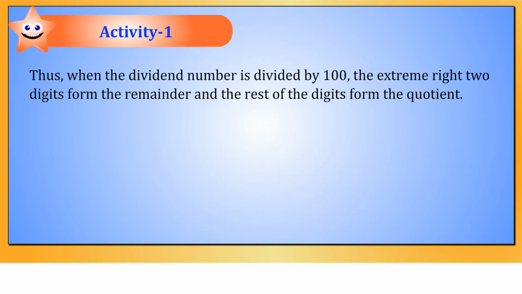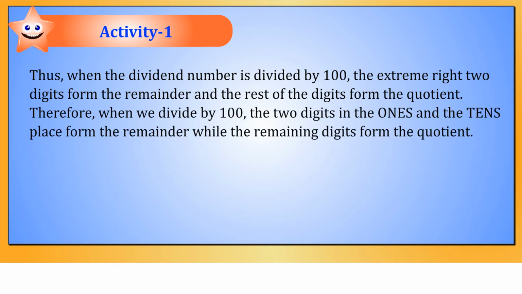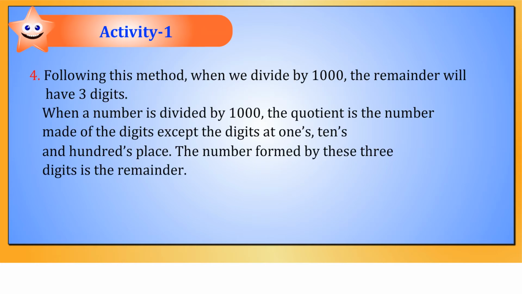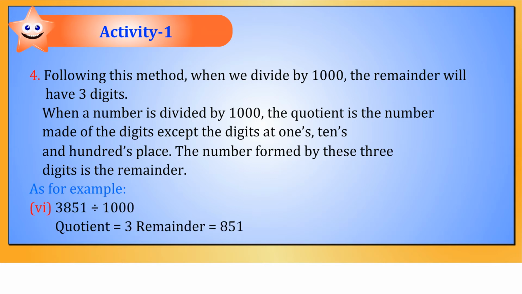Thus, when the dividend is divided by 100, the extreme right two digits form the remainder and the rest of the digits form the quotient. Following this method, when we divide by 1000, the remainder will have three digits. When a number is divided by 1000, the quotient is the number made of the digits except the digits at ones, tens and hundreds places. The number formed by these three digits is the remainder.